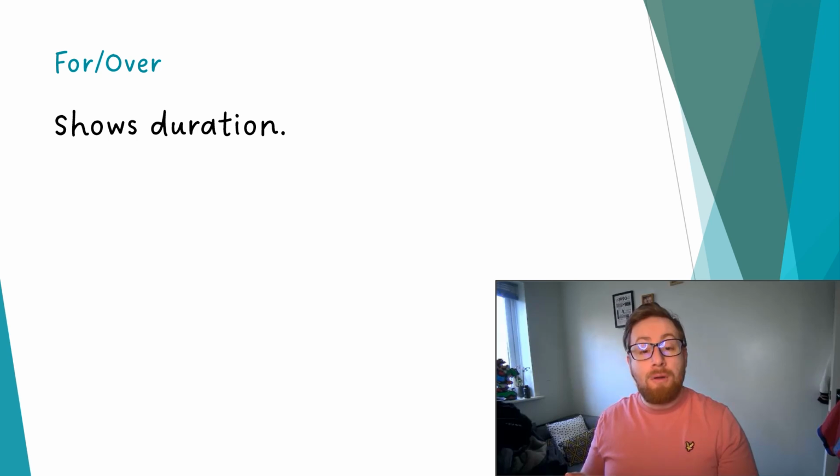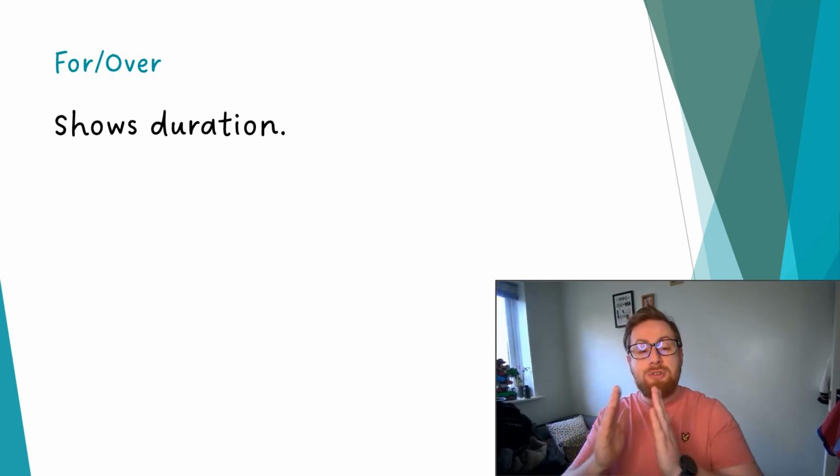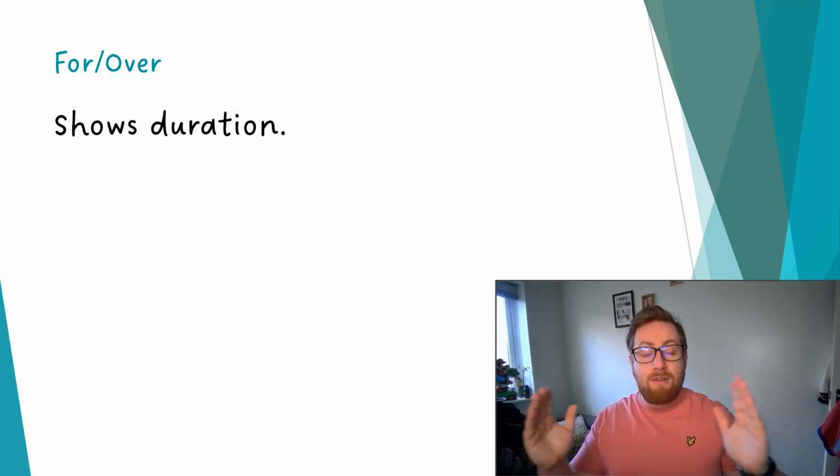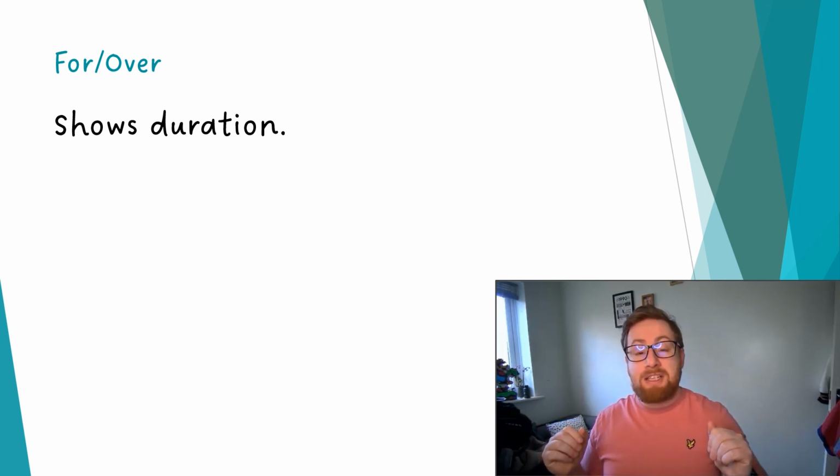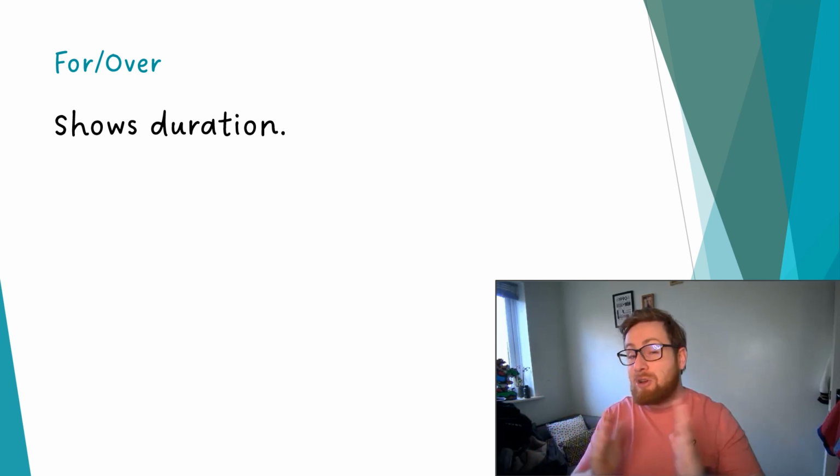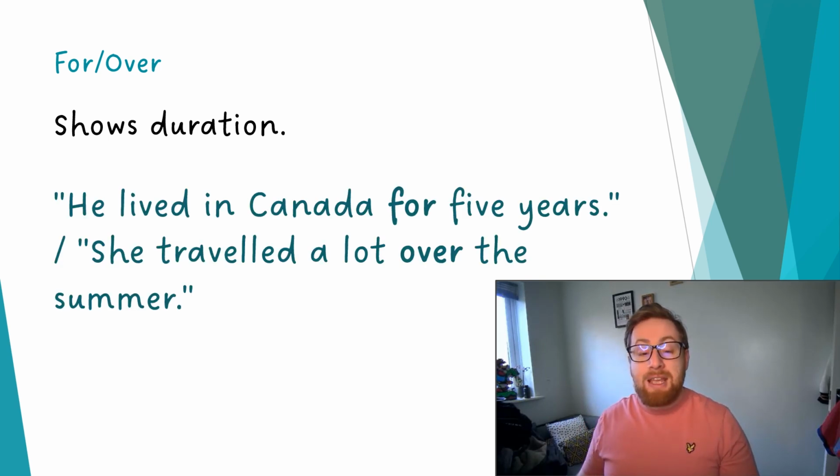We have for or over. We can use these interchangeably, really, depending on the situation. But it shows duration, how long something happened. So we don't necessarily give the start date, but we say how long that we were doing a thing. So for example, he lived in Canada for 5 years. He lived in Canada for 5 years.